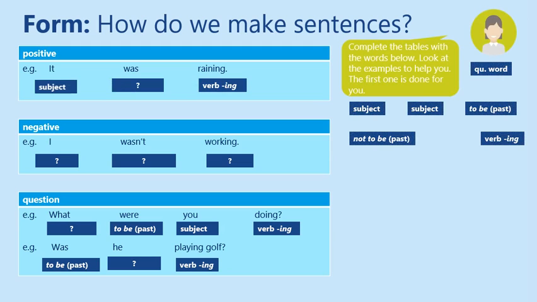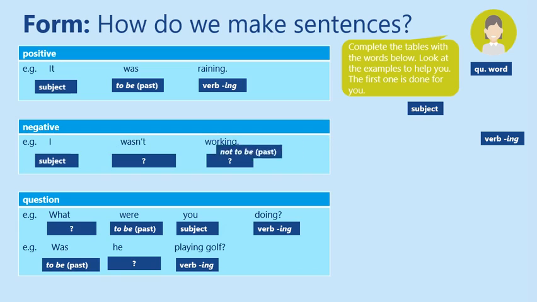For positive, we have to place the subject, then to be in the past form, and then the verb plus ing at the end. With the negative form, we have to place the subject, then we add not to be in the past, that means was not or wasn't, or were not or weren't, and the verb with ing. Let's see in the question way.